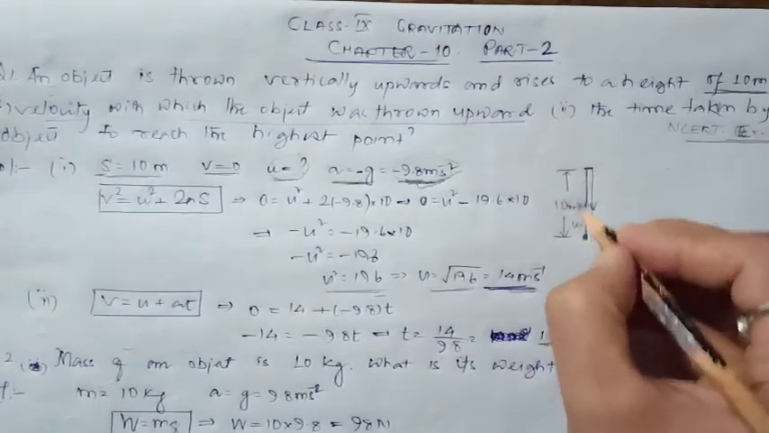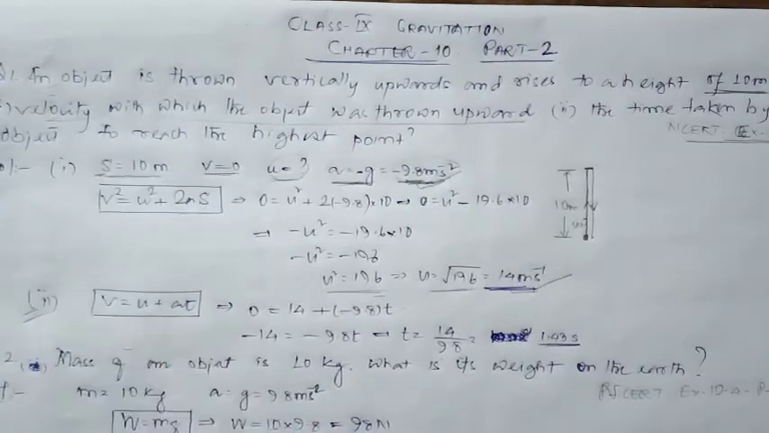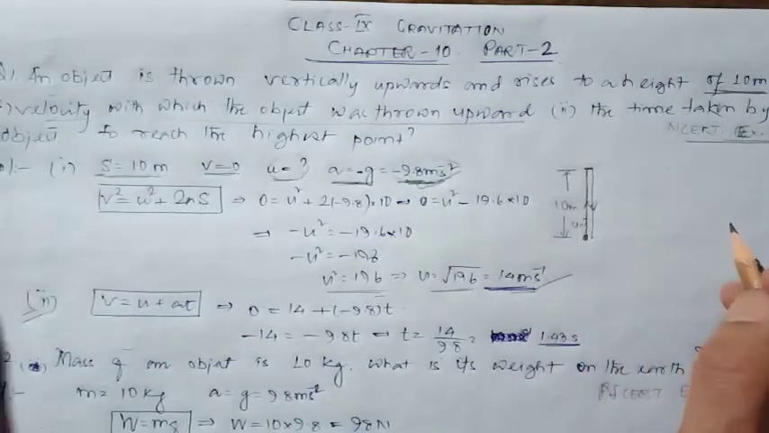That means the body was thrown with a speed of 14 meter per second. So that's the first part of this question. Now students, second part, let's talk about the second part. What does the second part say?